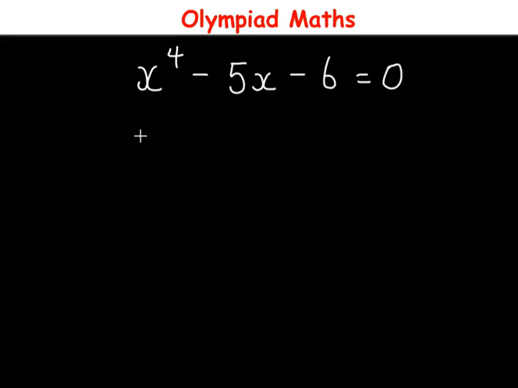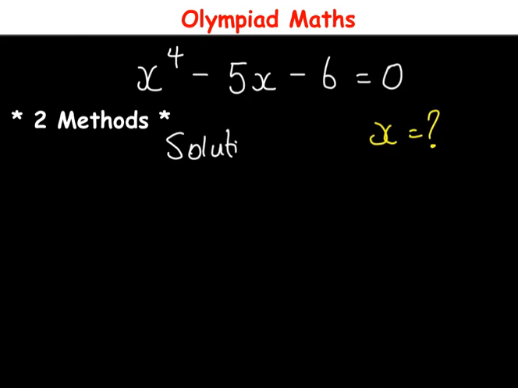Hello everyone, in this video let us solve this question. We have x raised to power 4 minus 5x minus 6 is equal to 0, and here we are to solve for the value of x. Okay, so to solve this, we have x raised to power 4 minus 5x minus 6 equals 0.